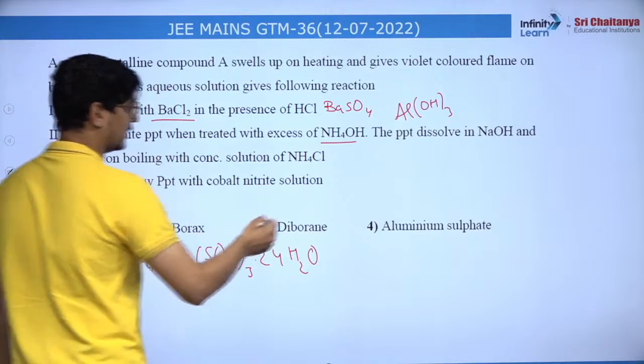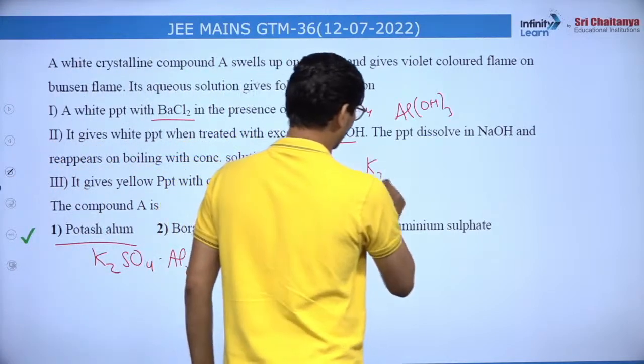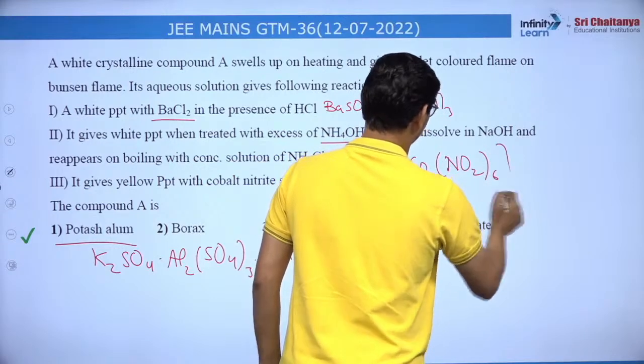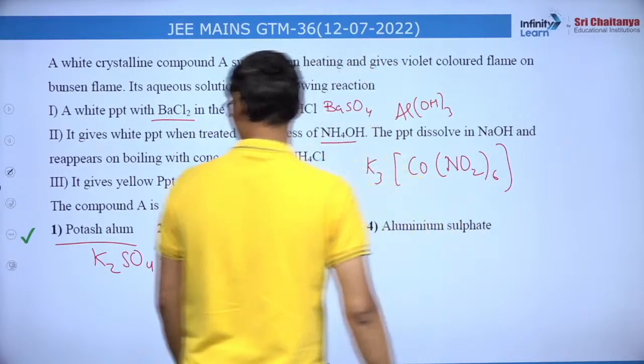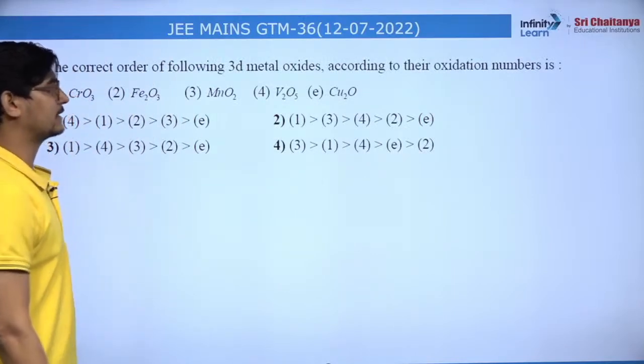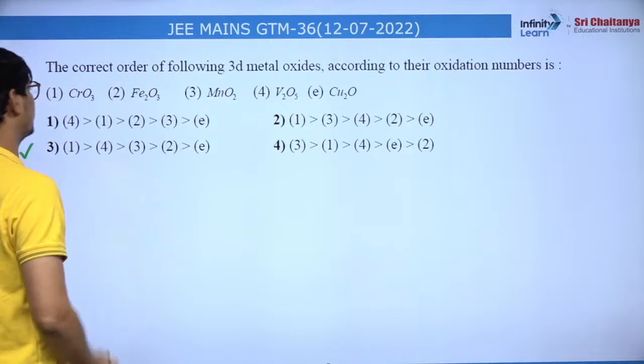When potassium reacts with cobaltinitrite solution, it gives a yellow precipitate of this compound. So the correct answer is potash alum. The correct order of the following 3d metal oxides according to the oxidation numbers: just find out the oxidation number.